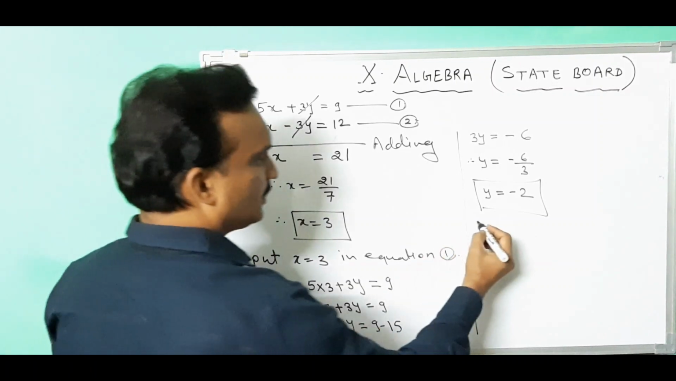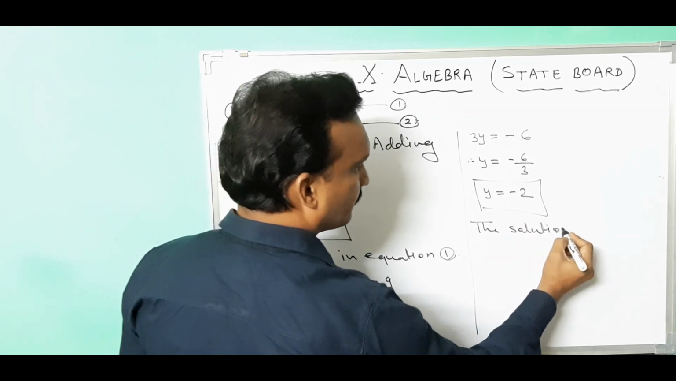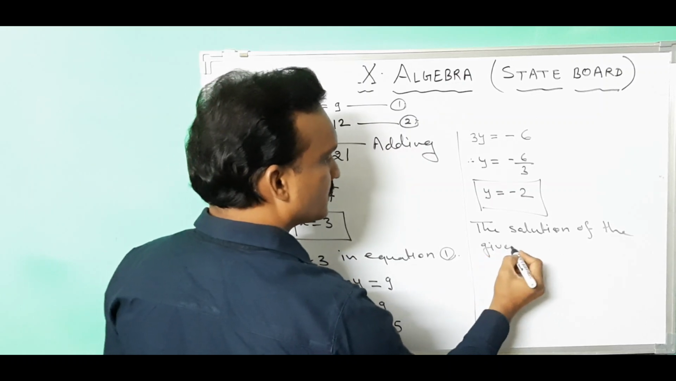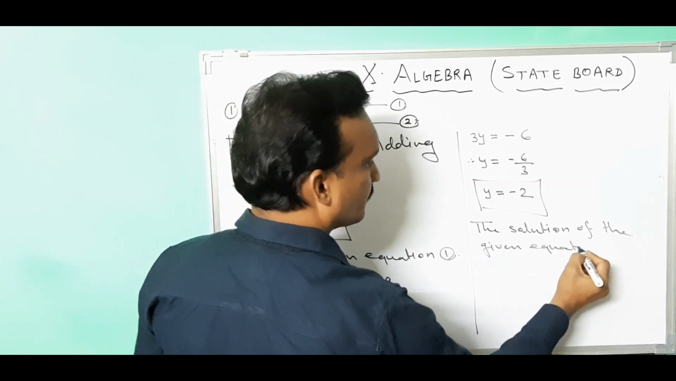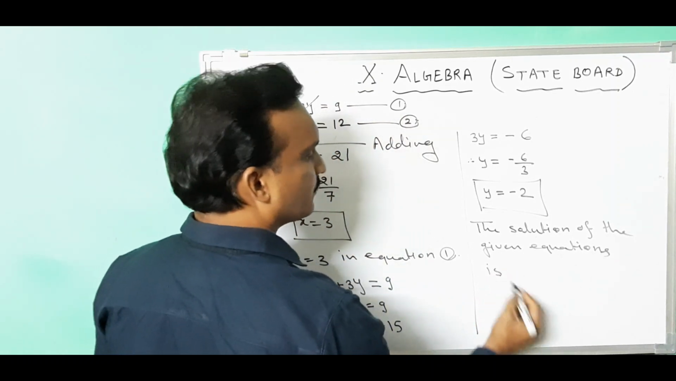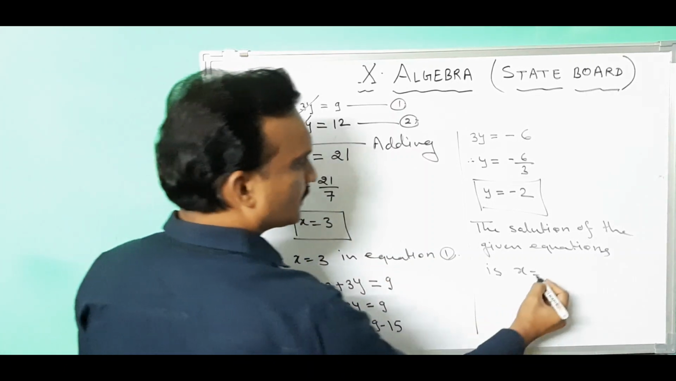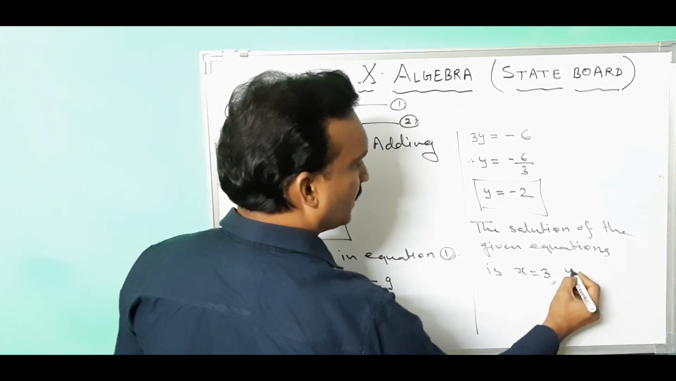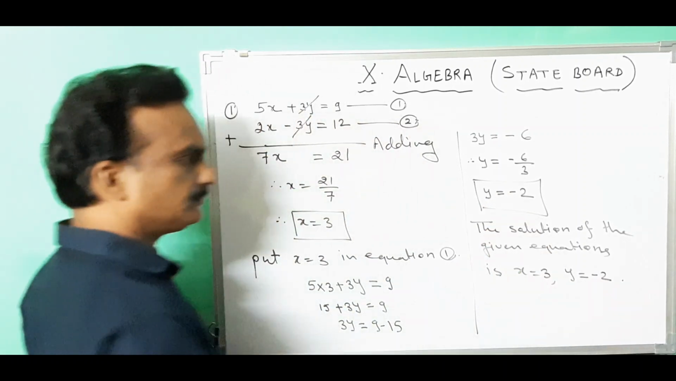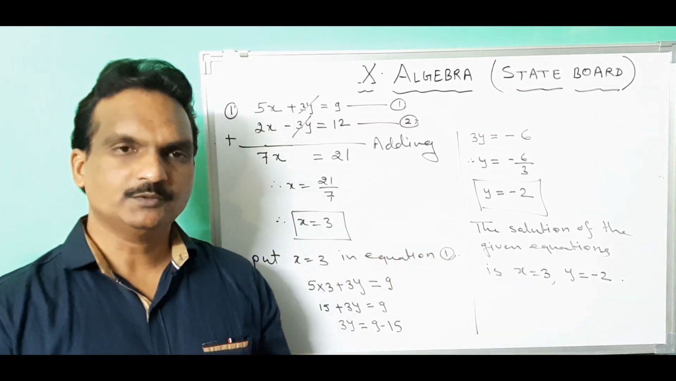So, you can write here the solution of the given equations is x is equal to 3 and y is equal to minus 2. Okay, so we have solved this equation. Understood? Let us move to the second question.